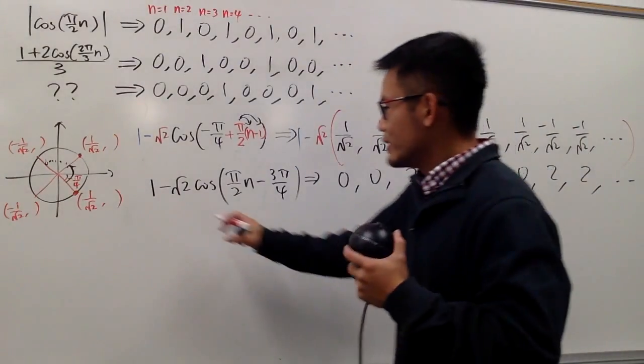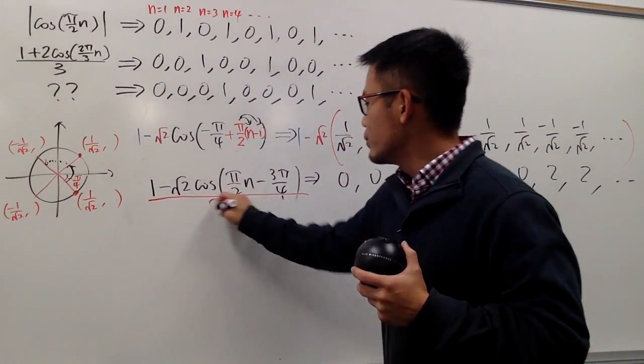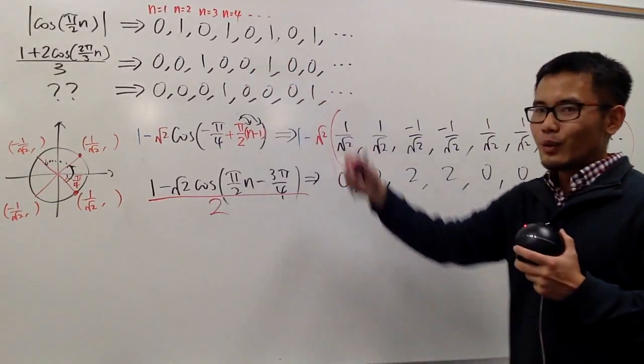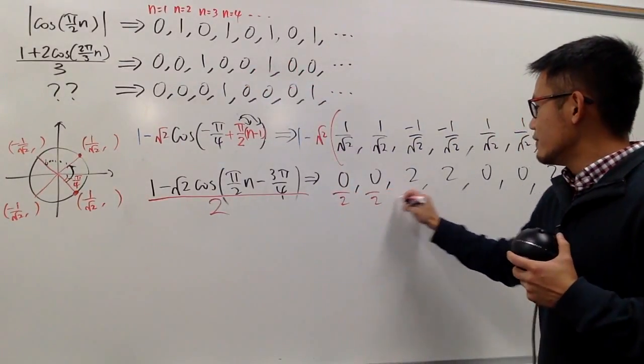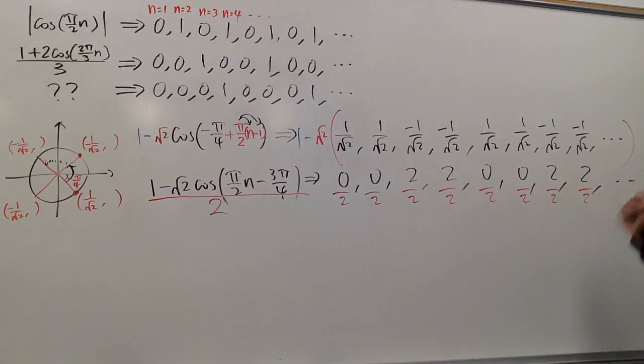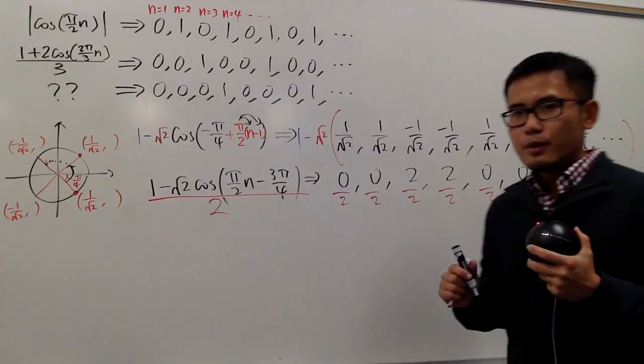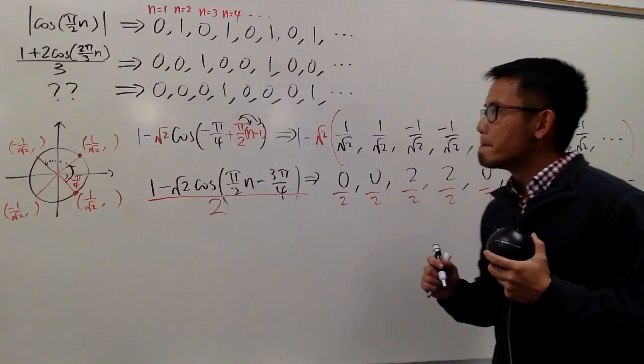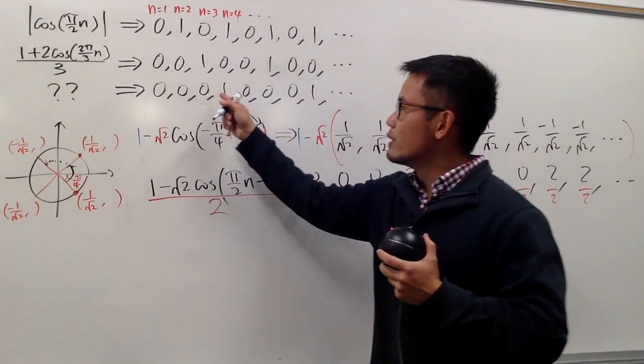And now, of course, we can just divide everything by 2, just like how we did the second one last time. So that means we divide everything by 2. So we get 0, 0, 1, 1, 0, 0, 1, 1, and so on. All right, we have 0, 0, 1, 1. I want to end up with 0, 0, 0, 1.